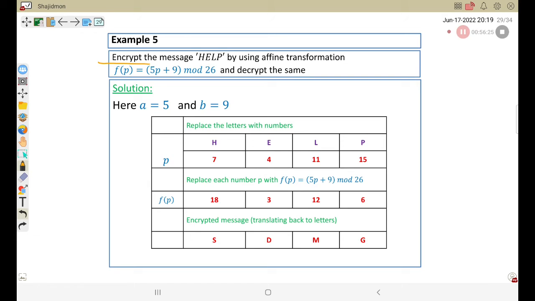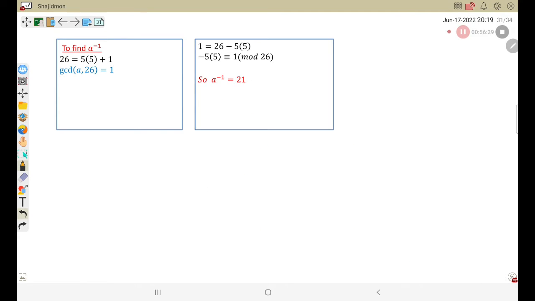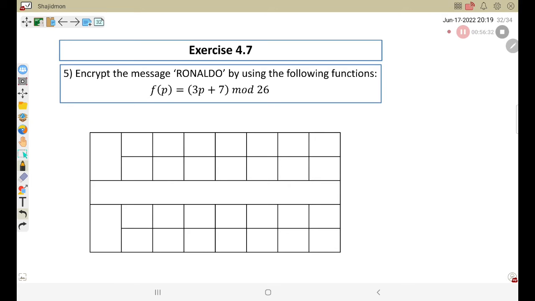Okay, now let's start the exercise. Exercise 4.7, question number 5. Okay, encrypt the message. Encrypt means we need to calculate f of p. So I am writing here f of p, that means cipher text. Here p is plain text.